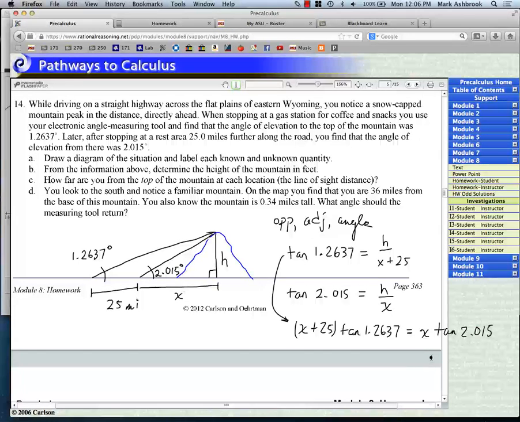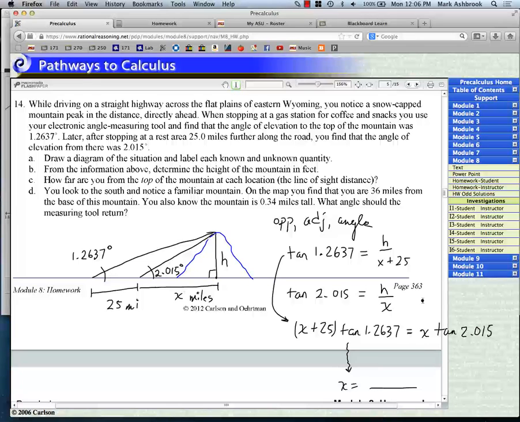When you use your tangent on your calculator, make sure you're in degrees. These input values are not radians, but degrees here in the tangent. And so then you'll get those values, and you can simplify to get x equals whatever that is, and that'll be this number of miles that you are from the center of the mountain when you took that second reading. And then you can get h back from this here. So h is simply tangent of 2.015 times your x.